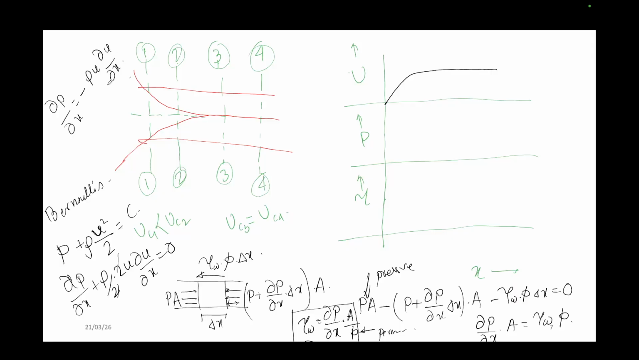So what does this indicate? Whatever energy is required to increase this velocity should be compensated from this pressure energy. That means it should be inversely related. So this pressure profile should be like this, because say this is your fully developed region. Initially it will be a profile like this one, and after that it is a straight line.